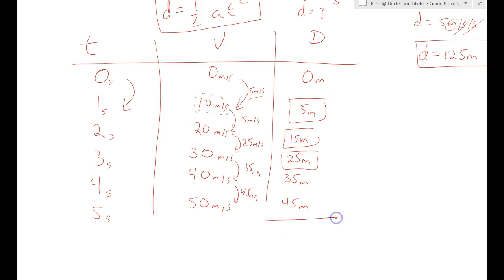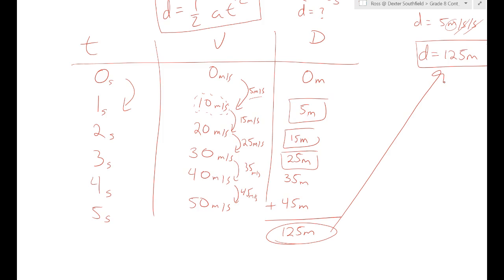If we add these up, 0 plus 5 plus 15 plus 25 plus 35 plus 45, what do we get? We get 125 meters. Now, that's a good thing. That 125 meters matches with what we came up with from our equation. So, at the very least, it tells you the equation works, right? Because we can figure this out from a data table, or we can figure it out from the equation. This equation of d equals 1/2 a t squared will work every single time.